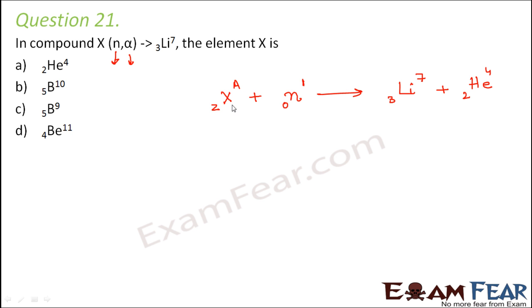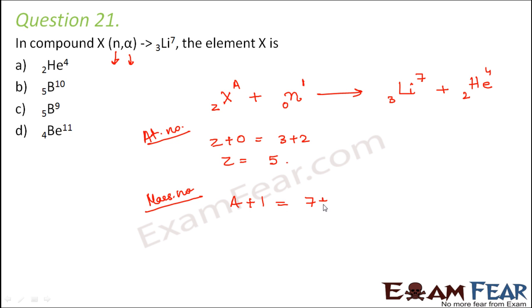Now we have to find out what this element X is. So basically we need to find out the values of Z and A. By conservation of atomic number, we can say that Z plus 0 is equal to 3 plus 2, or Z is equal to 5. Similarly, by conservation of mass number, A plus 1 is equal to 7 plus 4, or A is equal to 11 minus 1, that is equal to 10. So for the element X, the atomic number would be 5 and the mass number would be 10. So option B would be the correct option, because the element with atomic number 5 is boron. So it will be boron with atomic number 5 and mass number 10.